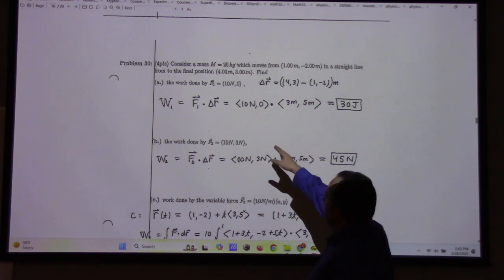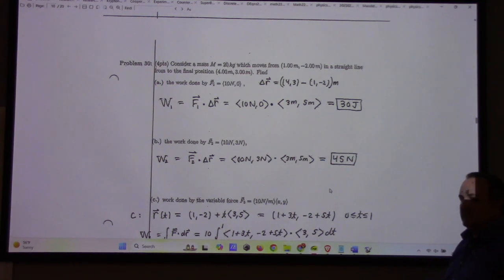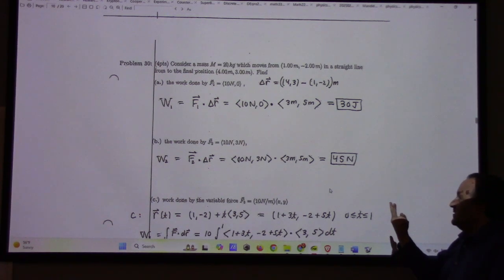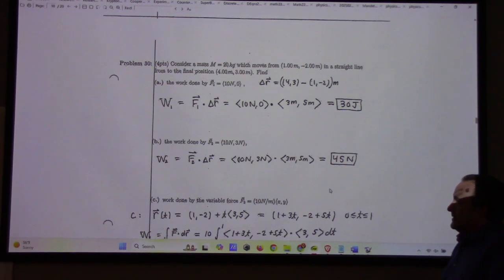But do you guys understand? So why don't I have to integrate here? Two reasons, right? One, it's a constant force. Two, it's a straight line. So for a straight line and constant force, I can just take the force dot the displacement, and that gives me the work done. Same for part A and for part B.